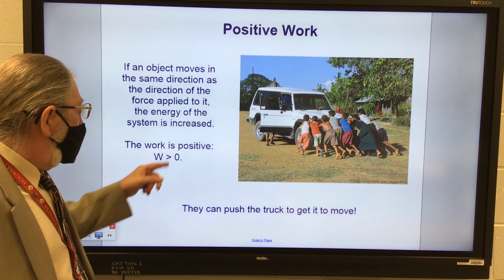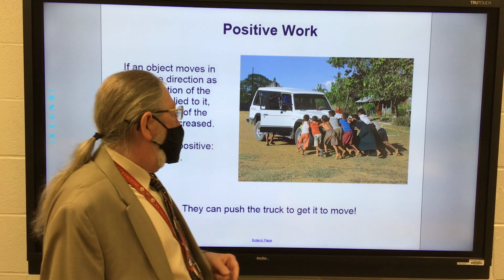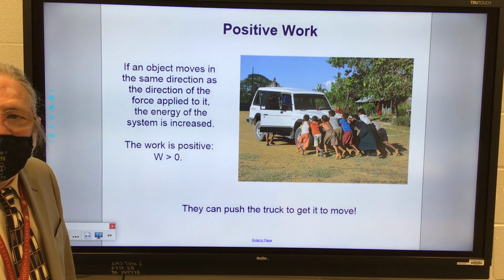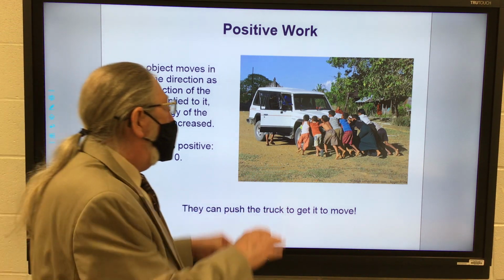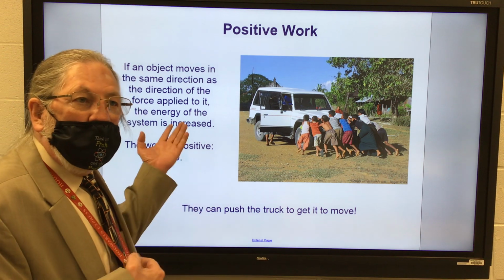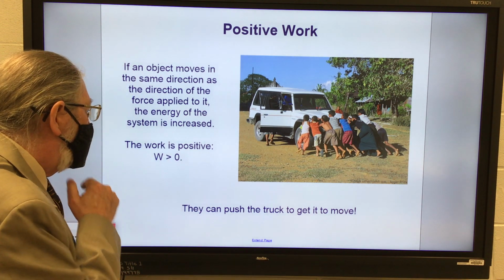If an object moves in the same direction as the direction of the force applied to it, the energy of the system is increased. So work is positive. So work has to be more than zero, right? Are these kids doing any work right here? What are they doing? They're pushing the vehicle. Is it going in the direction that they're pushing? Yes, so that's positive work, right? Okay, so they're doing positive work.